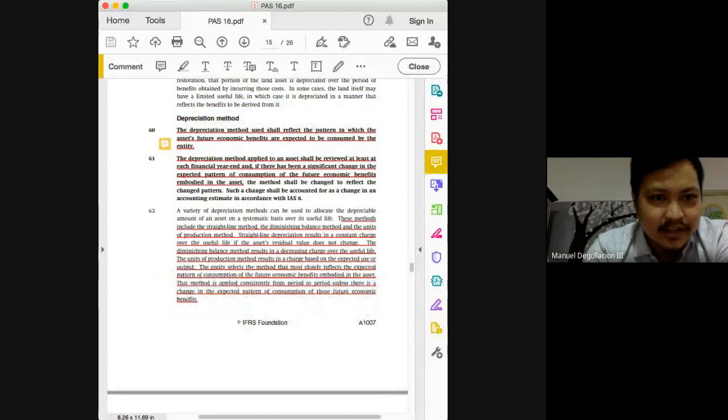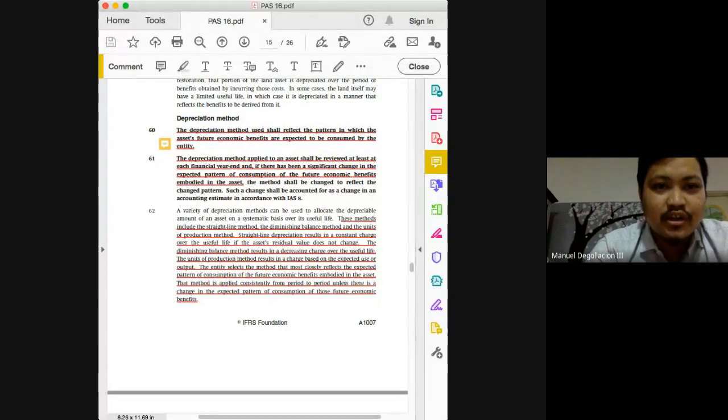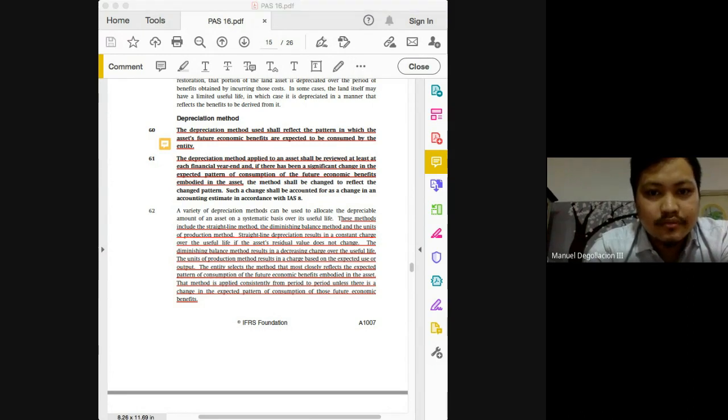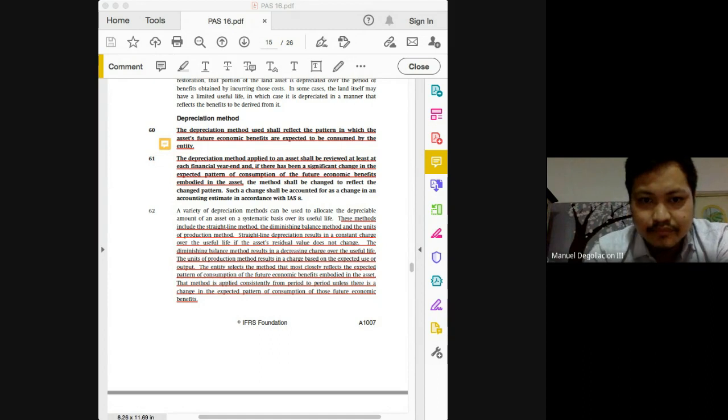We're almost done. The depreciation method used shall reflect the pattern in which the asset's future economic benefits are expected to flow to the entity. And paragraph 61 tells us that the depreciation method applied to an asset shall be reviewed at least at each financial year end, and if there has been a significant change in the expected pattern of consumption.